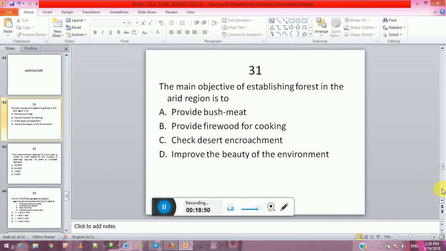Agriculture. The main objective of establishing forests in the arid region is to A, provide bush meat, B, provide firewood for cooking, C, check desert encroachment, D, improve the beauty of the environment.